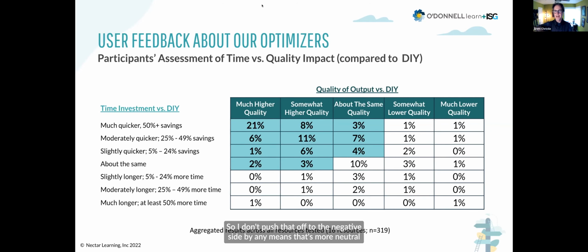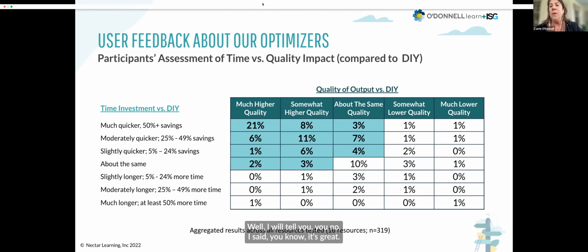So I don't push that off to the negative side by any means. That's more neutral or even positive because they're doing something. So you've got 80% here that are advancing and growing and iterating. I think that's a powerful thing. And if you look at that 72% and the time savings and the quality, I think that's the best case scenario. And you look at the bottom right, there's almost no presence of people saying this took longer, this wasn't worth it, this wasn't good quality. So we're excited to actually have research behind these optimizers.